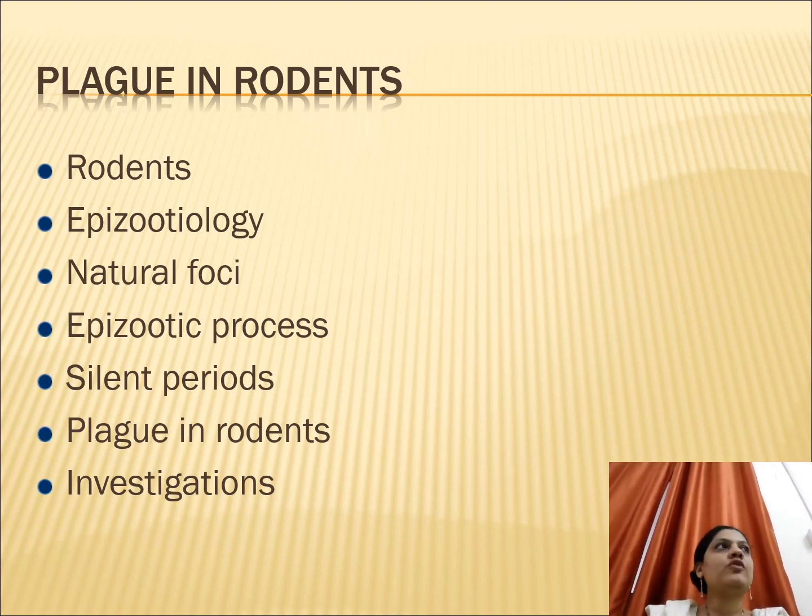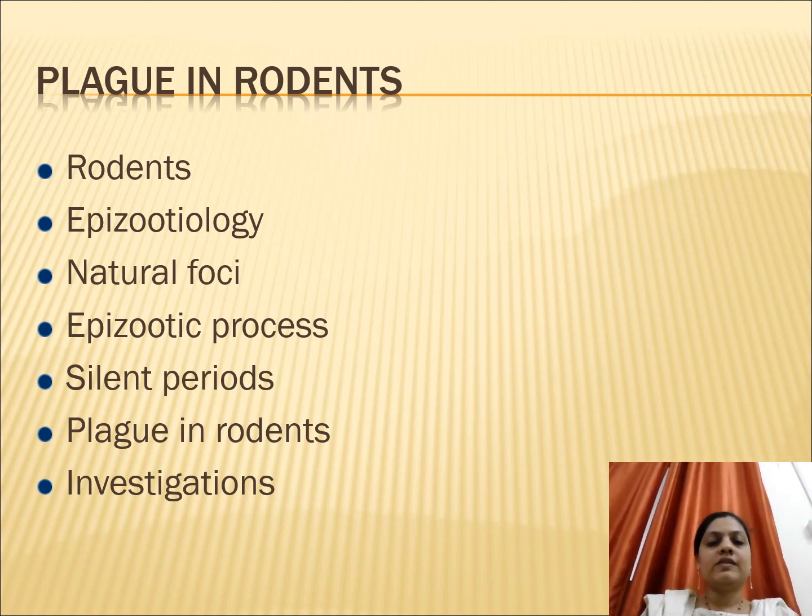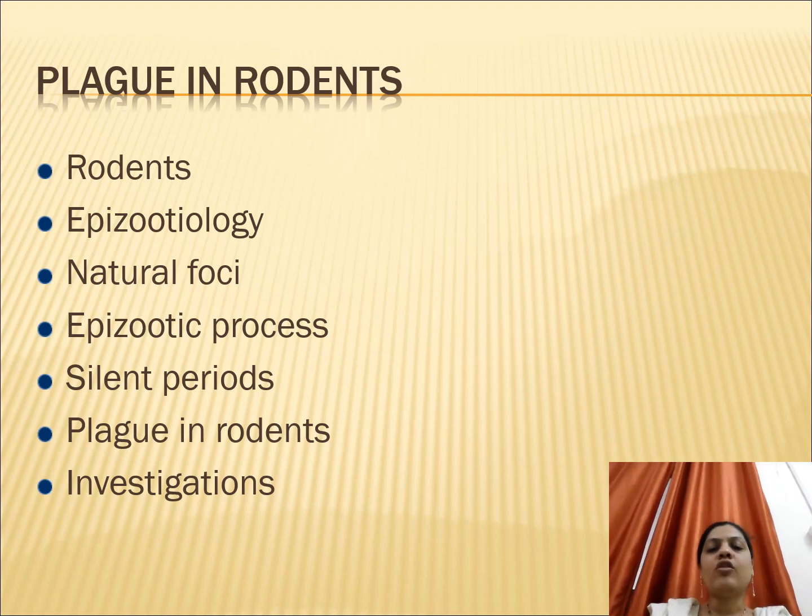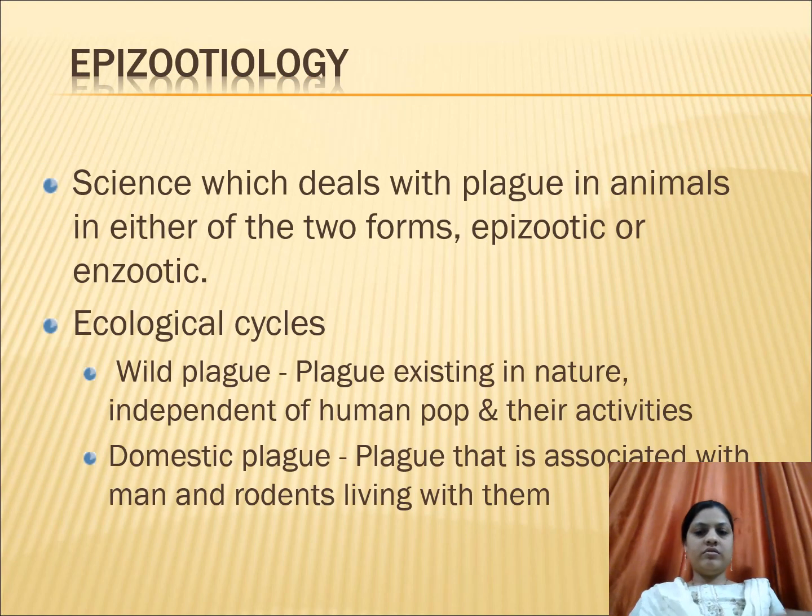After the deaths of many of the rodents, suddenly the number of affected rodents comes down drastically, and those are called the silent periods. At that time, the bacilli remain dormant in the burrow soils, and again when the conditions are favorable, the rat fleas are infected, and they also spread it back to the rodents. So this is the cycle which happens in the rodents.